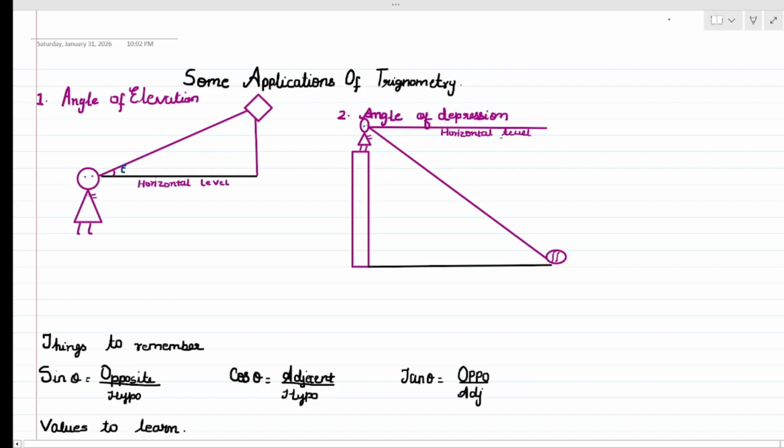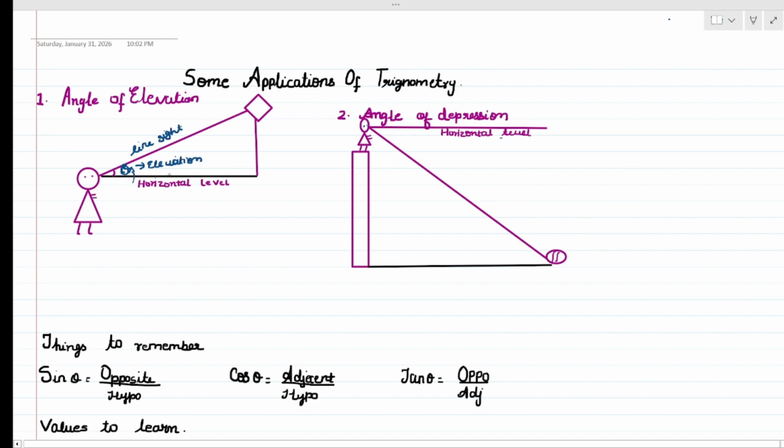If a student, a boy or a girl, is watching an object above the horizontal level, then draw a line from eyesight to the object. This type of line is called the line of sight. You should remember that your angle of elevation is always above the horizontal level. The angle formed between this horizontal level and your line of sight is called angle theta, which is considered as the angle of elevation.